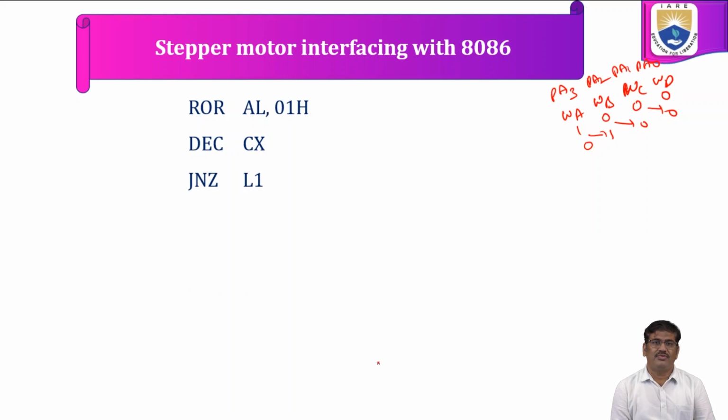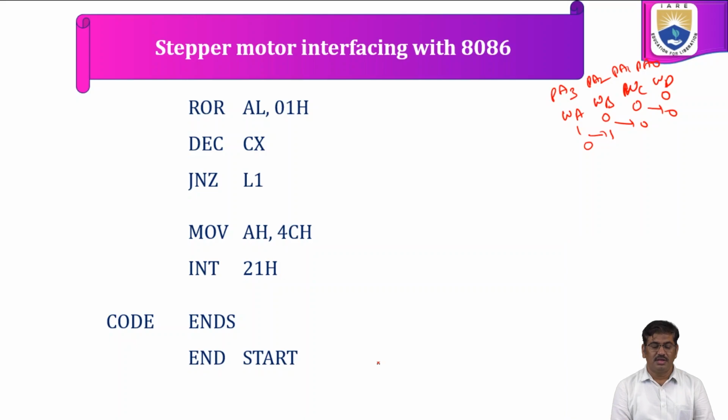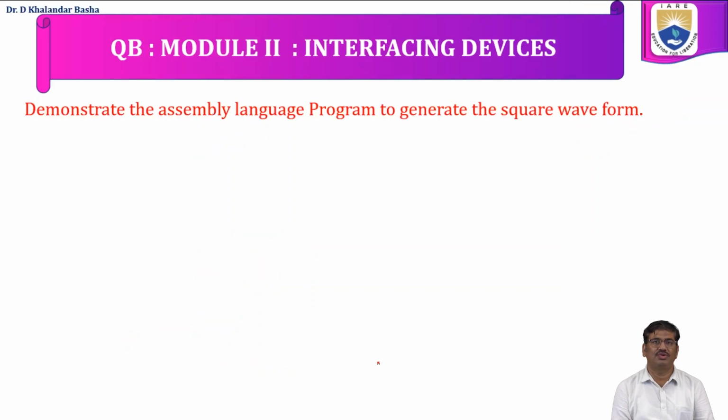As the number of rotations are done, we can terminate the program by calling interrupt 21H with a function call of 4CH in the AH register. Then we will end the code segment by using CODE ENDS, and we will end the program by using END START. So this is a program for interfacing a stepper motor with the 8086 processor. Next we will move to the next question.